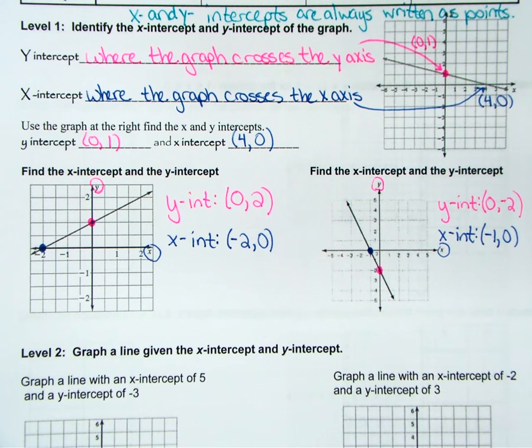Yesterday we talked about level 1. We talked about what an x and y intercept is. Just as a quick review, an x-intercept is where the graph crosses the x-axis, and a y-intercept is where the graph crosses the y-axis. And we always write the x and y-intercept as points.